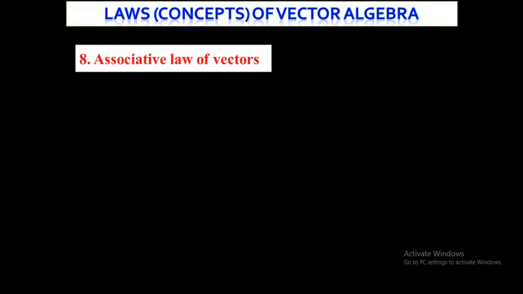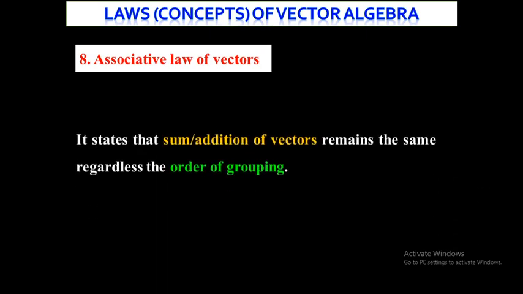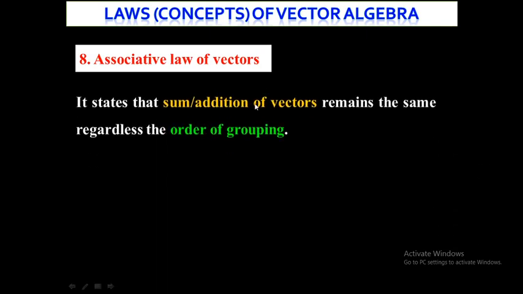Now next we will see the associative law of vectors. It states that the addition of vectors remains the same regardless of the order of grouping. If the grouping is different but the sum always remains the same, that is nothing but the associative law of vector addition. Suppose (A plus B) plus C is equal to A plus (B plus C). So this law is nothing but the associative law of vector addition.